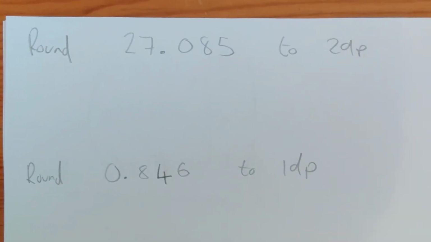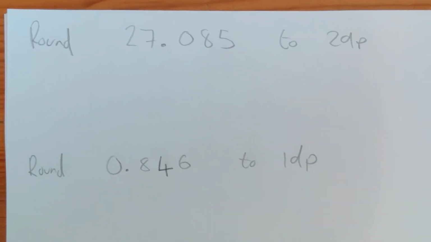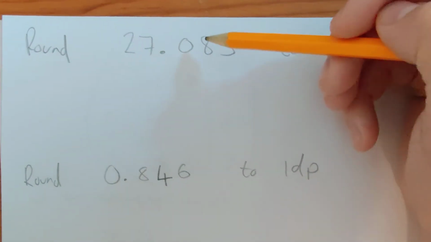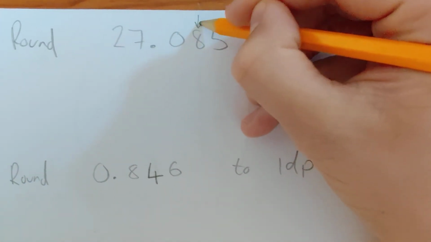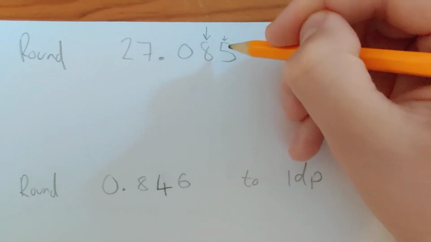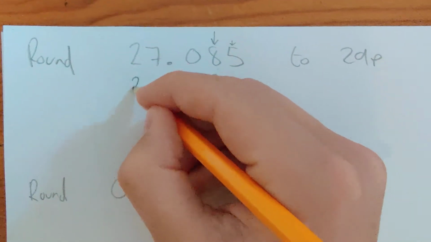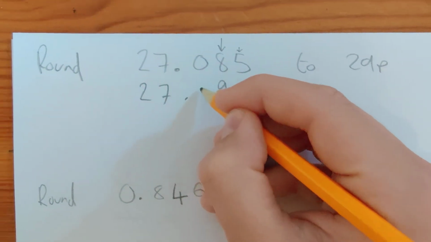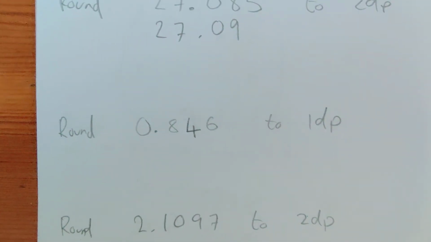So here the first one, we can see we're rounding 27.085 to 2 decimal places. Well, 0 is the first decimal place and 8 is the second decimal place. So that's the number that we're rounding. The decider is a 5. That means the 8 is going to round up to a 9. Nothing needs to happen to the rest of the number. So it's 27.09.